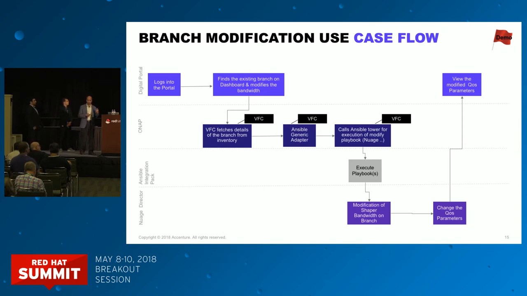I might want to modify it. So you've gone a few months, and you see that your bandwidth requirements of the branch have substantially increased. I had some initial setup at the branch. Now I want to increase the bandwidth. Same thing, you go to your self-service portal and say, I want to increase the bandwidth of this branch. The orchestration layer fetches the details of that particular branch, makes the modification in the template, sends the new template, and then the Ansible playbook goes and modifies the branch.